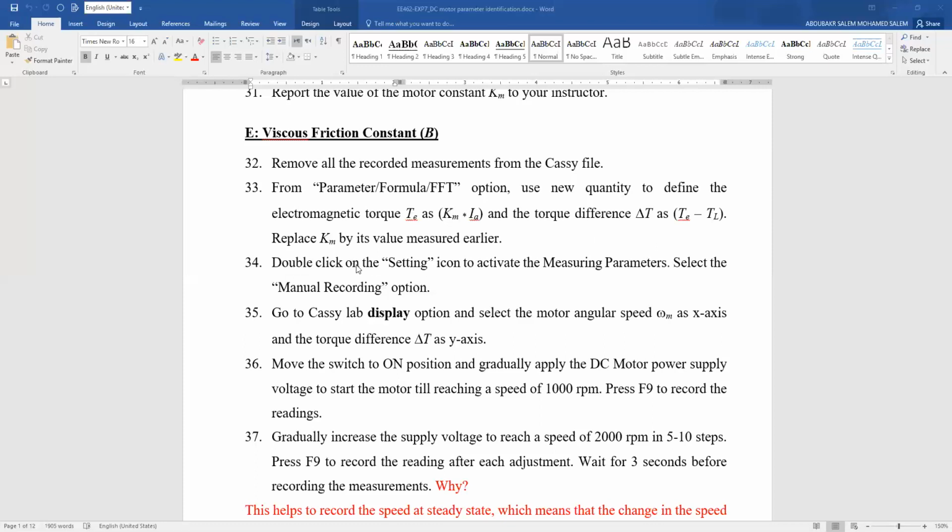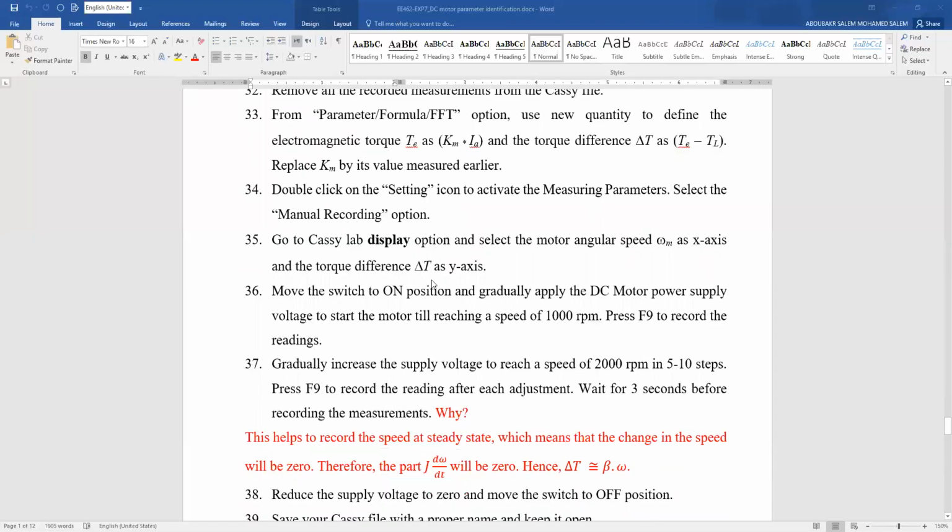Then double click on the setting icon to activate the measurement parameters, select the manual recording option, and display in order to record the delta T with omega. So we'll define omega as the horizontal axis and delta T as the y-axis.